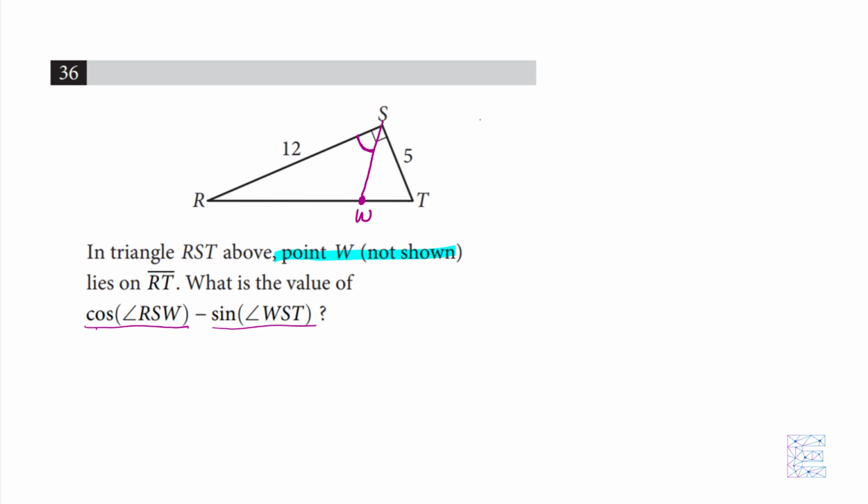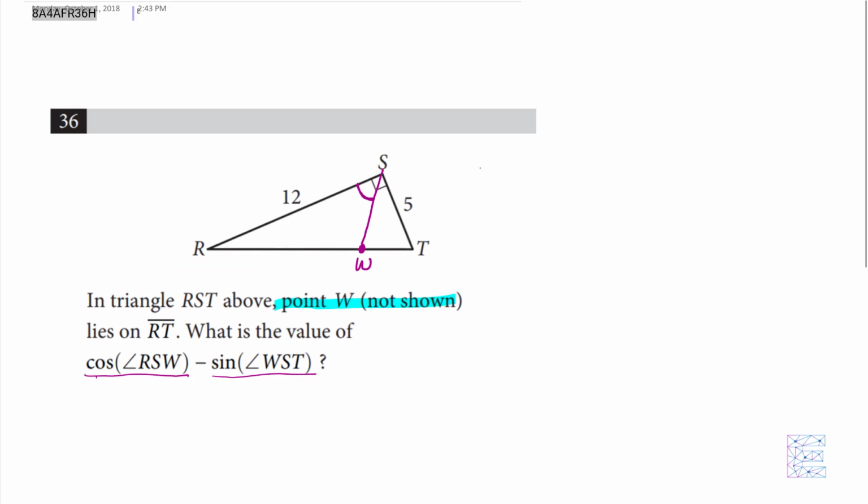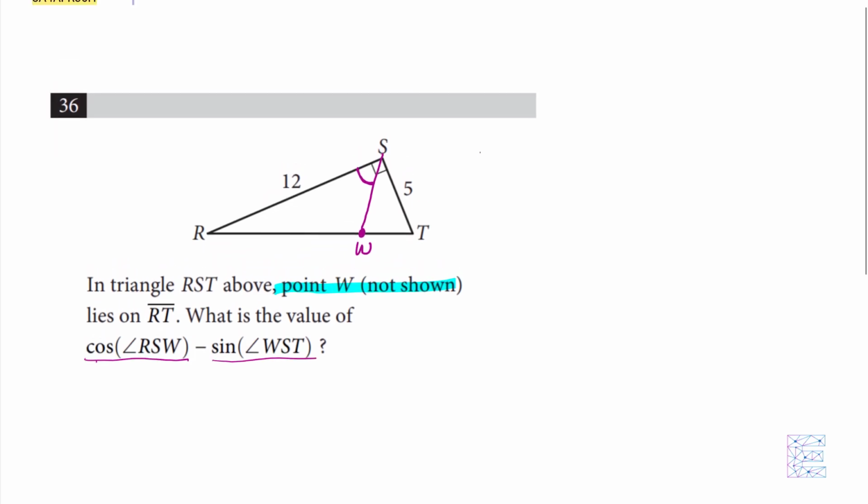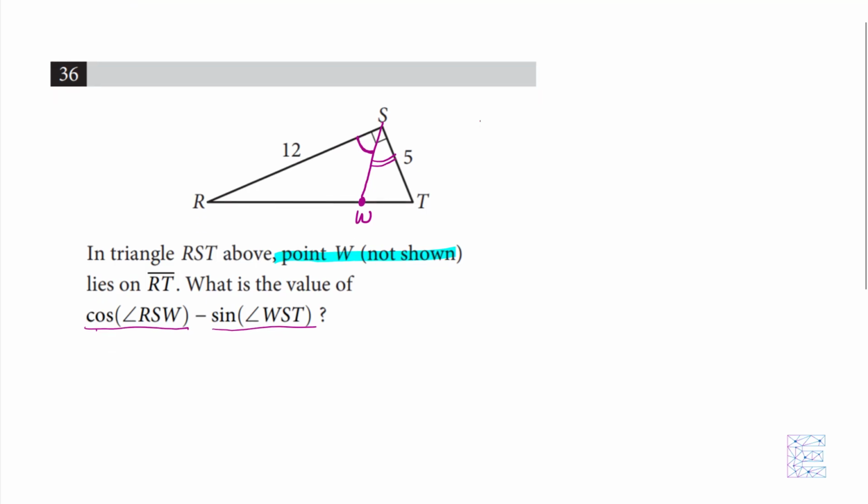And then there's mention of another angle, angle WST. WST would of course be the other angle. Let's go ahead and draw it right here. And one thing that we can see right off the bat is that those two angles add up to 90. In other words, they are complementary. So I think we've discovered the concept that this question is looking for.